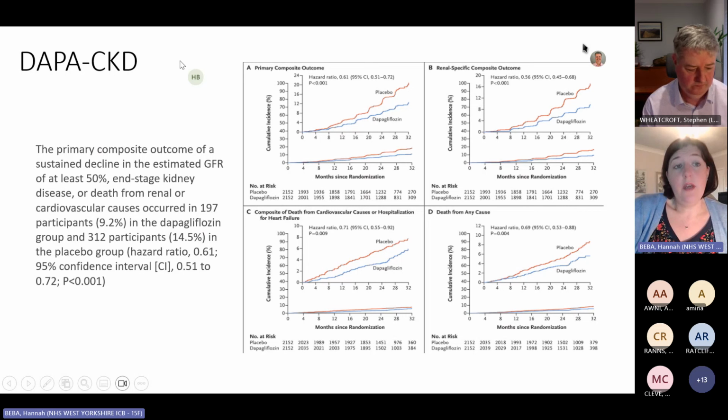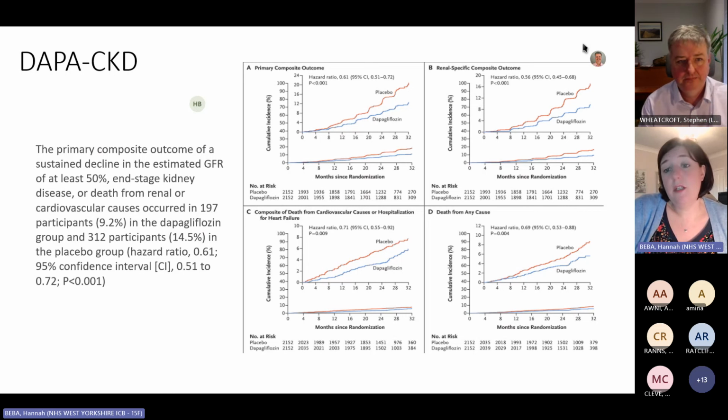DAPA-CKD: this patient is on dapagliflozin, though empagliflozin has also changed its license now, but I'm just presenting this today in the interest of time. As you can see again, as Steve showed with some of his data, there is really compelling data around this primary composite outcome, which was a sustained decline in the estimated eGFR of at least 50%, people progressing to end-stage kidney disease, or death associated with renal or cardiovascular causes, and that's the key as well.